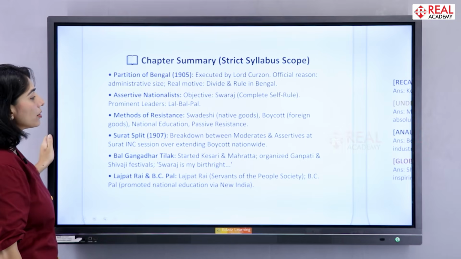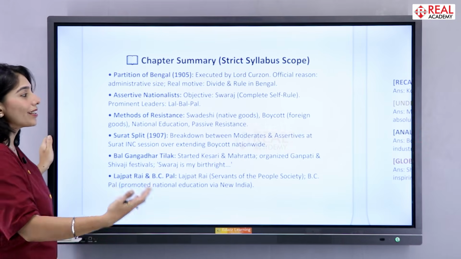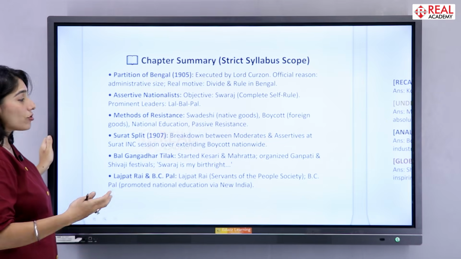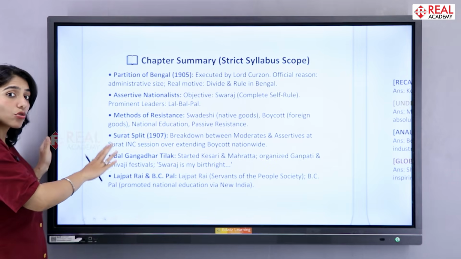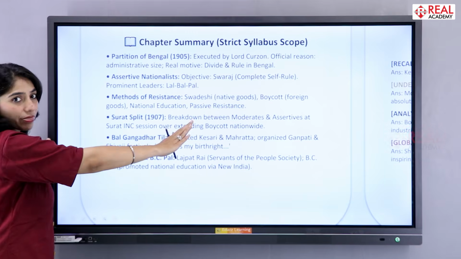Then you will talk about the methods of resistance, how we came up with Swadeshi, boycott, national education. Okay, so we talk about all of these. Surat split is also one of the important topics here. So, the breakdown between the moderates and the assertives.